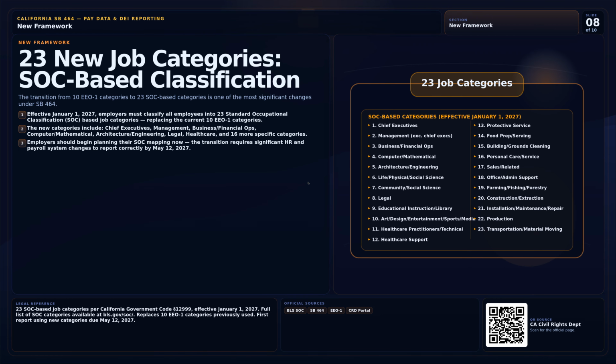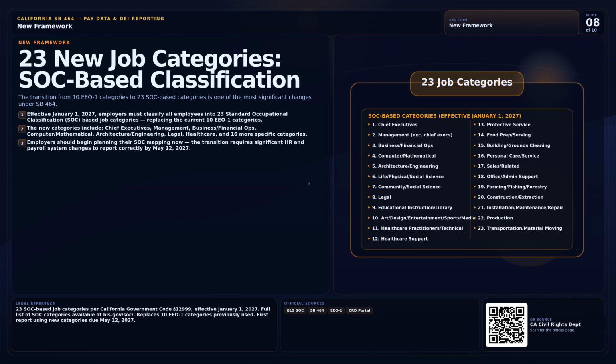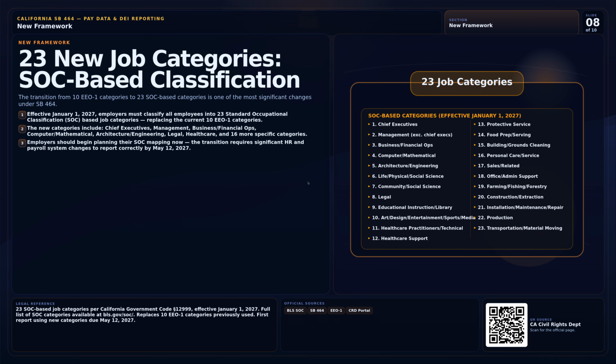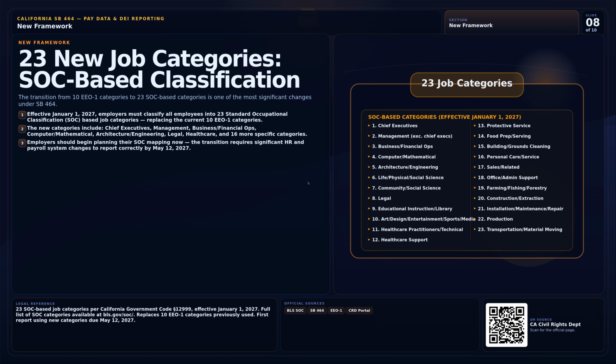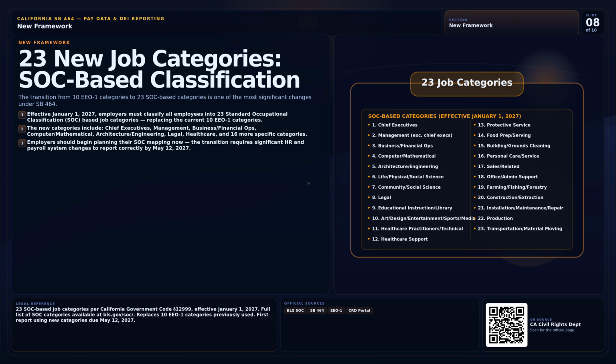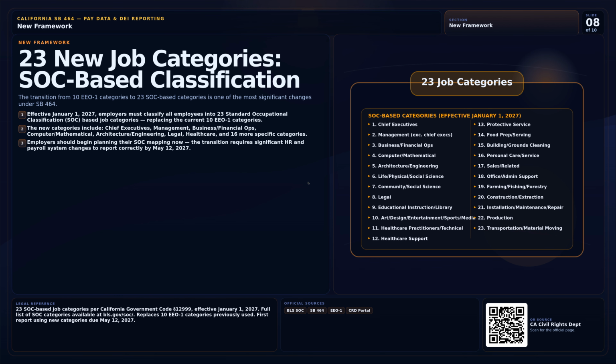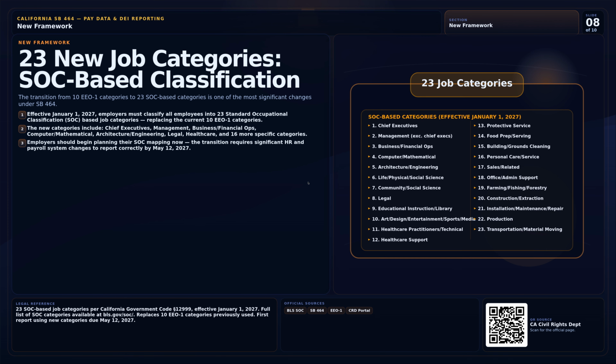grounds, cleaning and maintenance, personal care and service, sales and related, office and administrative support, farming, fishing and forestry, construction and extraction, installation, maintenance and repair, production and transportation and material moving. Employers should begin planning their SOC mapping now. This transition requires significant changes to HR and payroll systems.